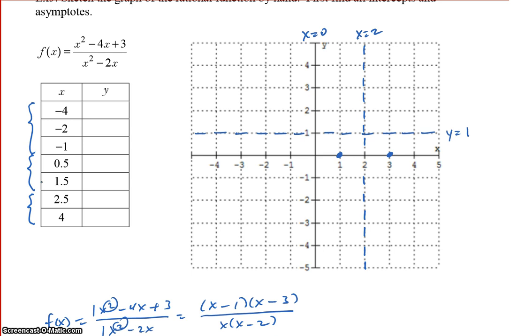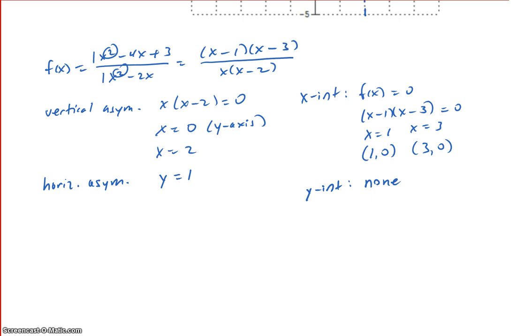Essentially, there are three separate pieces to the graph because of the two vertical asymptotes. So the two vertical asymptotes divide the graph into three distinct sections that don't have any points in common. So what we have to do then is find the y values associated with the values of x. And I'm not going to go into great detail for this, but let me just show you how I would compute one of those values.